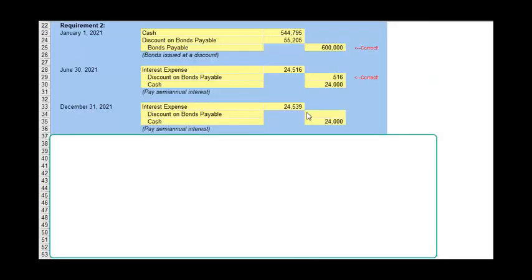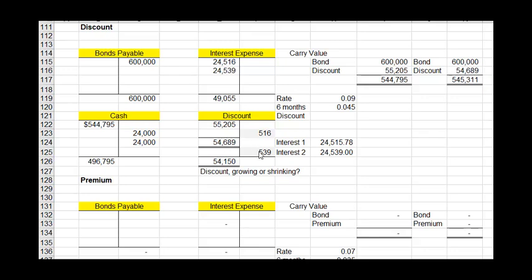Let's go ahead and calculate what our discount will change by using the journal entry. Here is our journal. Interest expense, the number we calculated. Cash, we're always paying that $24,000. And the change to our discount needs to be $539 for our journal entry to balance. Let's go update that T account. We've dropped in the $539 and we see our new discount balance.